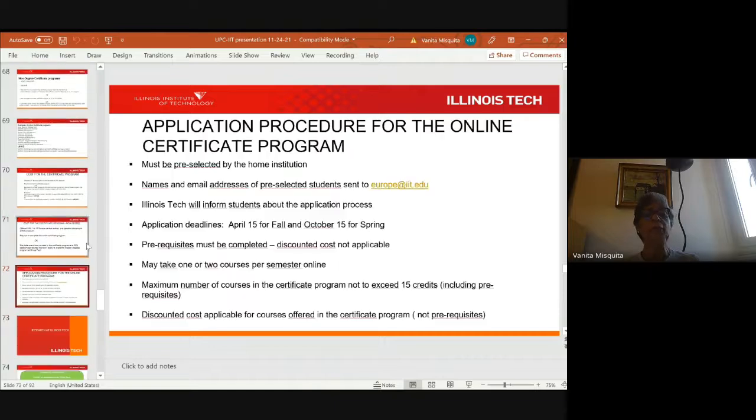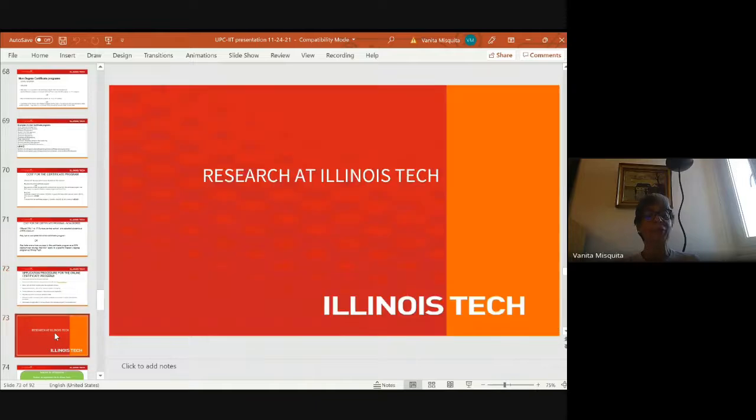So that could be of interest to you if you want to reduce your cost and if you have the time to fit in taking a course online. Remember, you have to have completed your bachelor's degree.